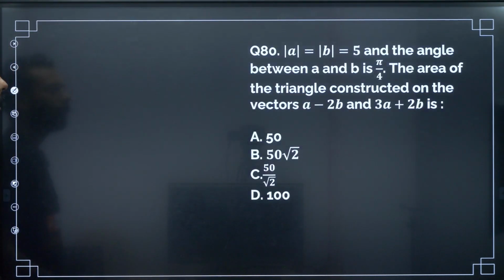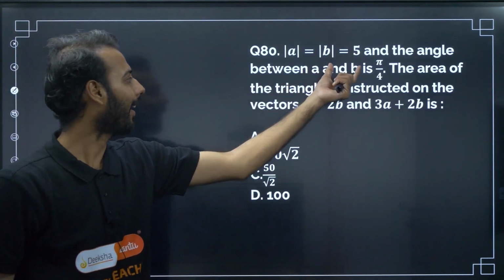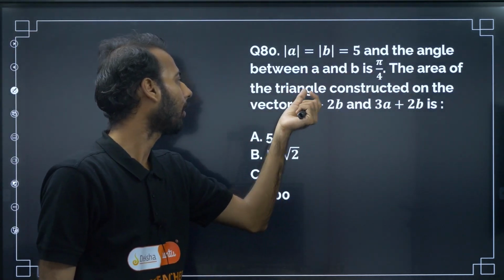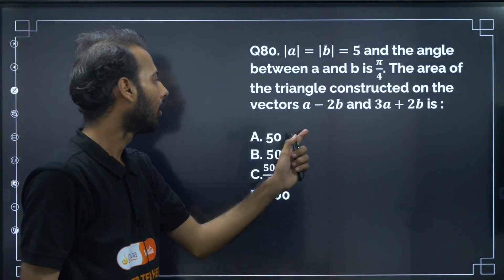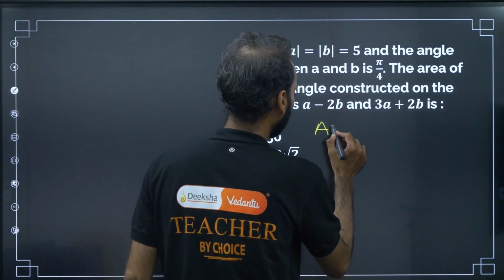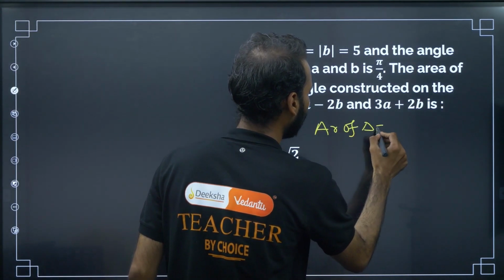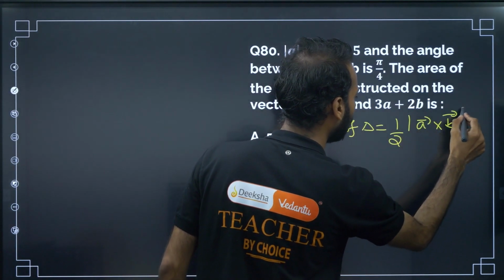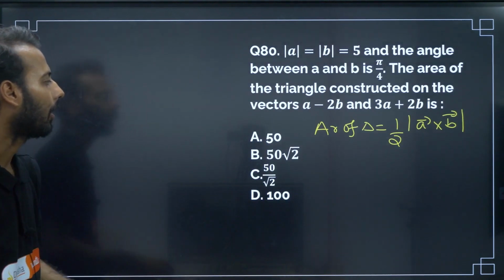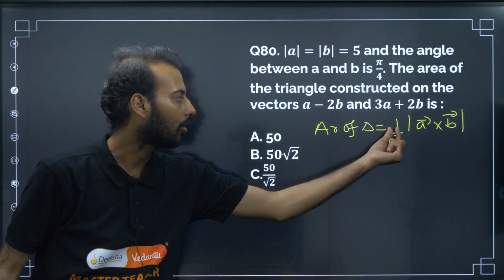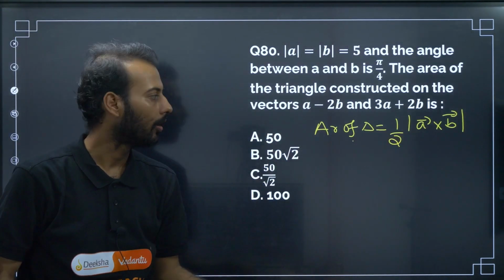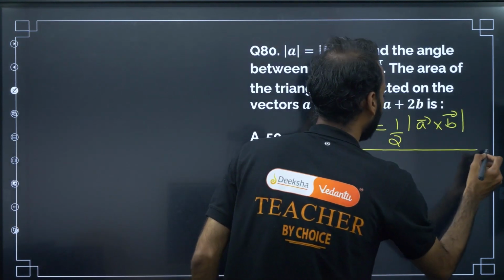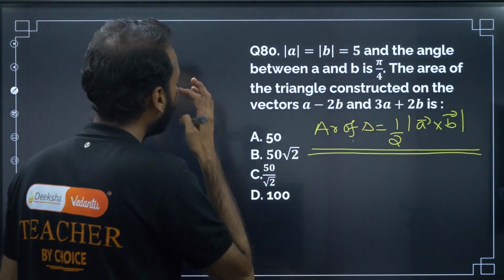Next, moving to next. Magnitude of a is equal to magnitude of b is equal to 5 and the angle between a and b is pi by 4. The area of triangle constructed on the vectors. So area of triangle using vectors is half magnitude of a cross b. Two vectors a and b are given. Area of triangle is equal to half a cross b. This is the formula. This you have to add to your memory. So here some data they have given.